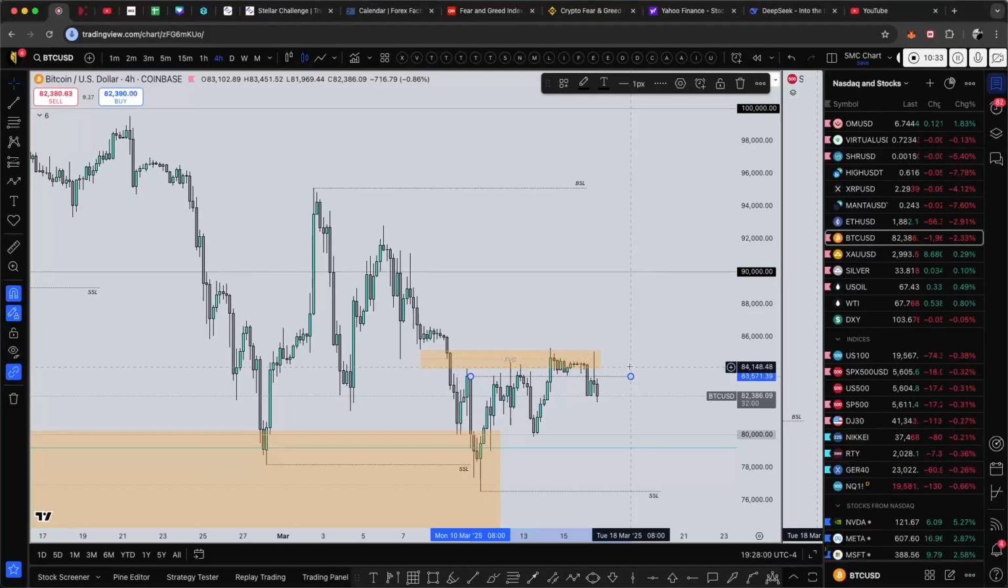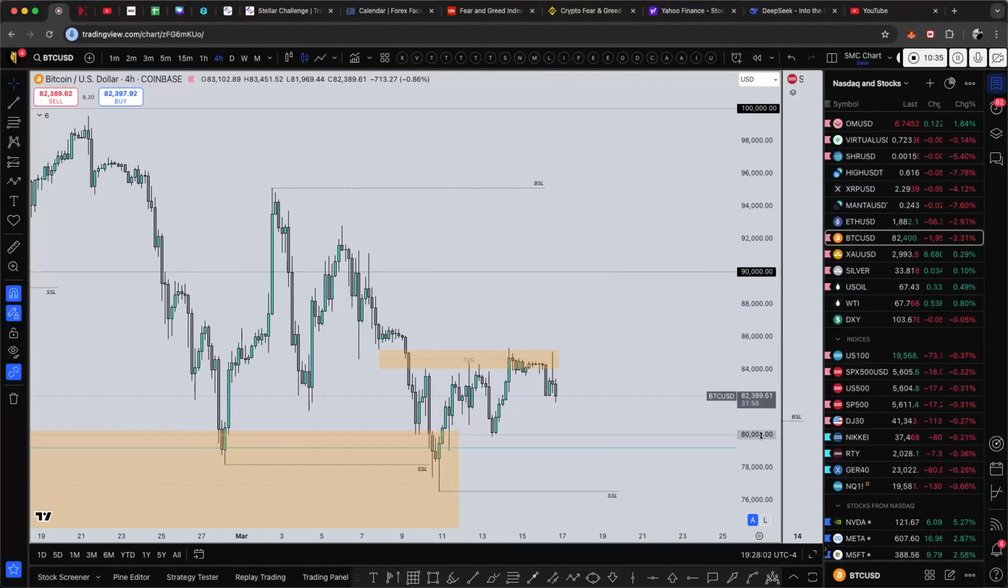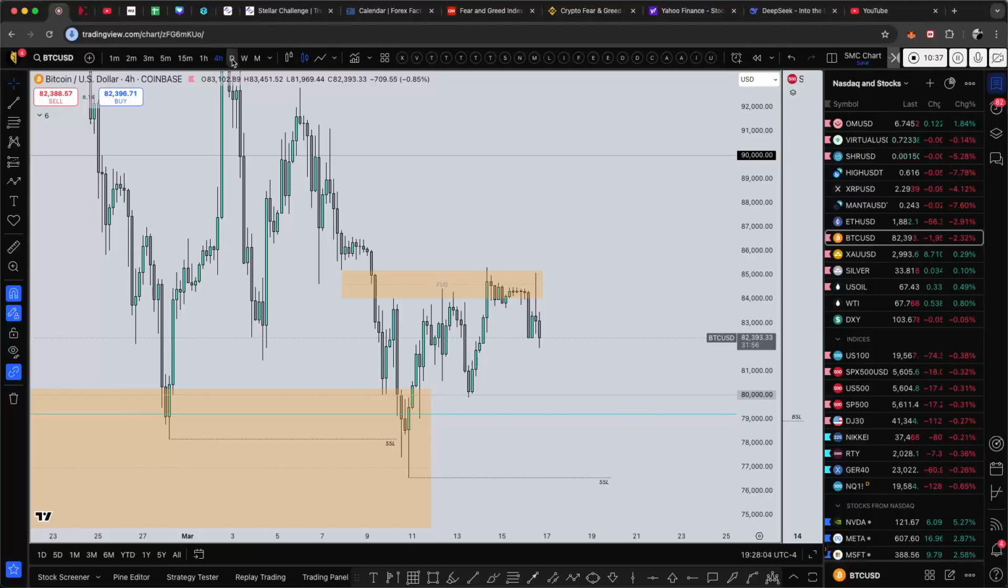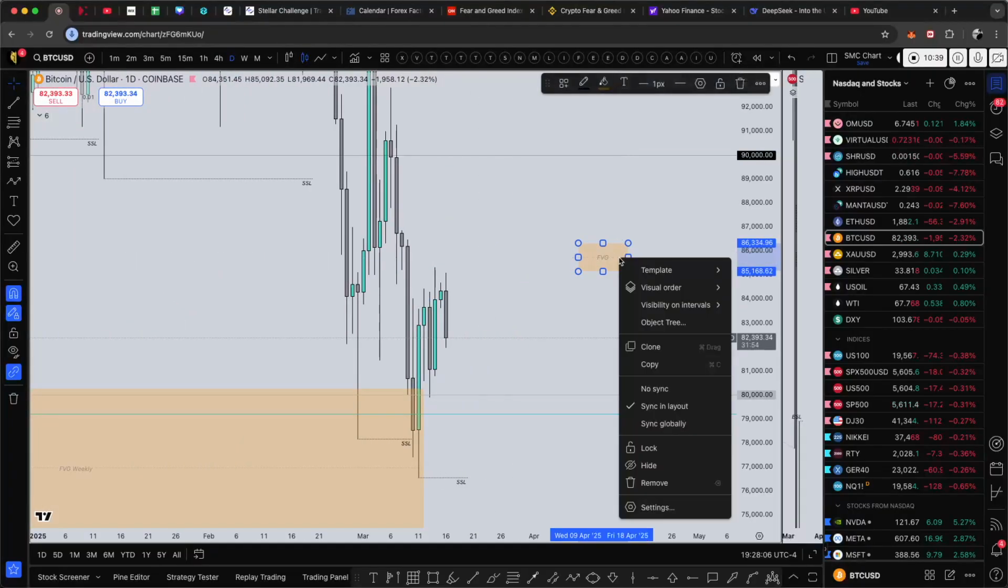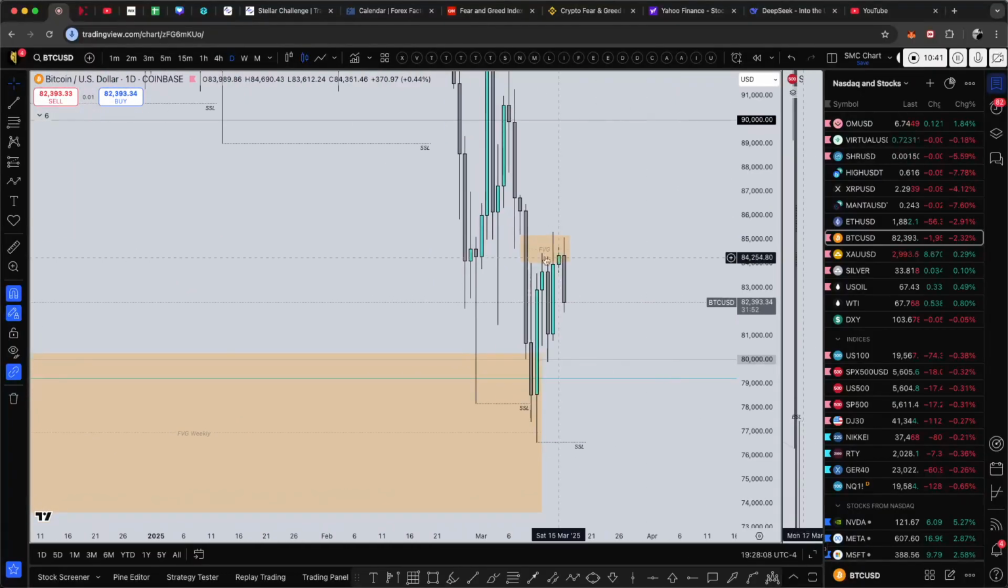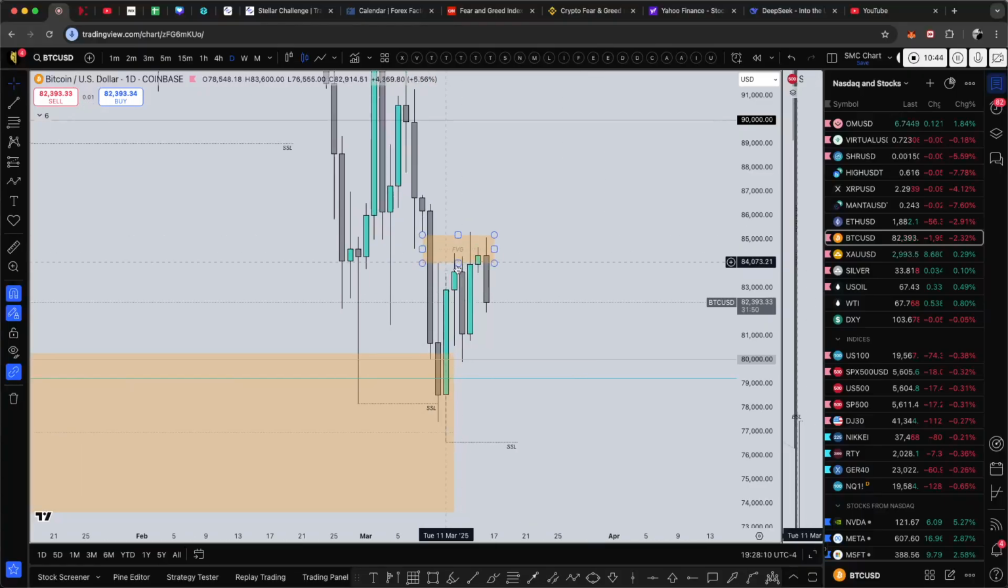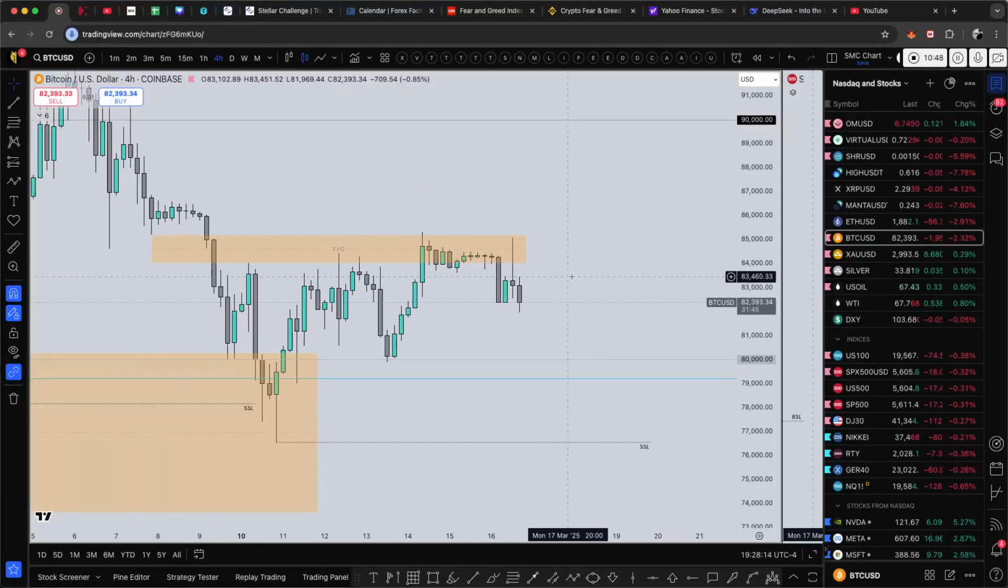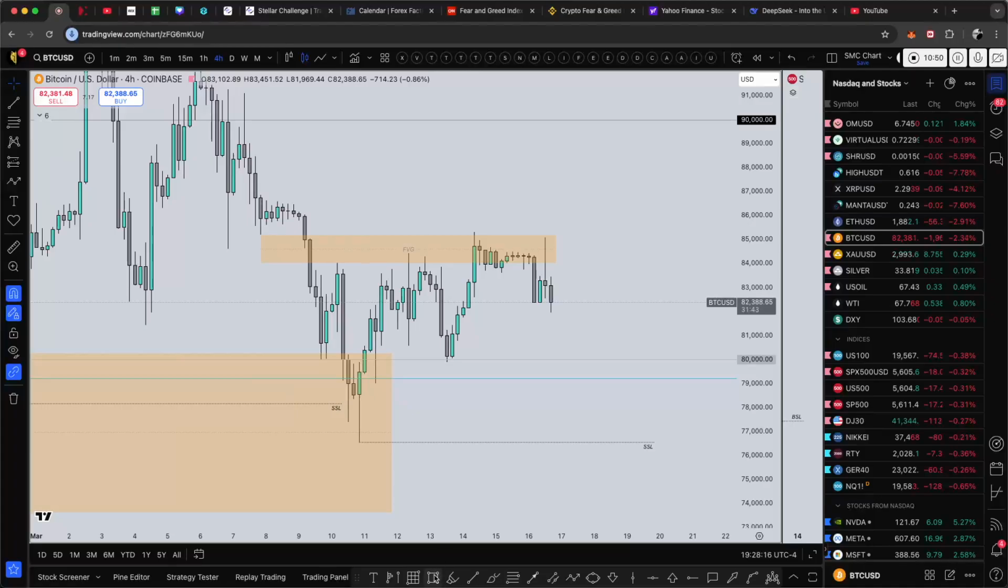I don't know, to be honest. Let's go back to the daily. I'm seeing that we're respecting this daily fair value gap. I think we're going to displace lower. We're probably going to go for this low tomorrow, and we might actually even do it tonight.